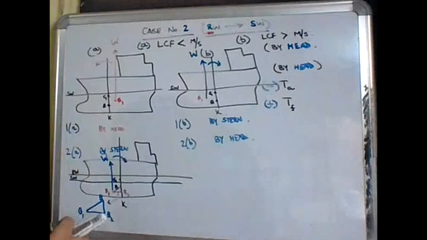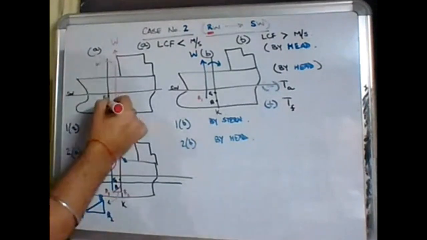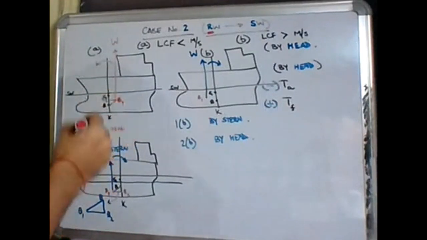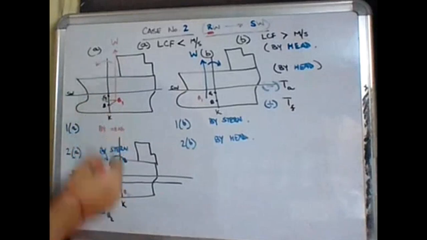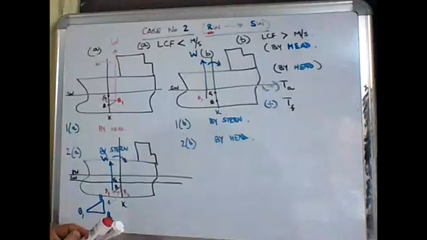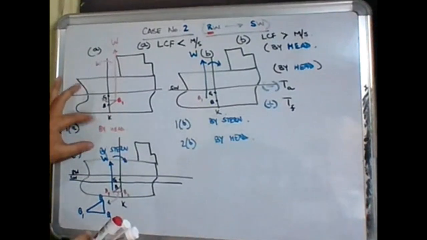Yes or no? This triangle is forming like this. This is B2. This triangle is forming like this. Just remember 1A and 2A. That's all I want you to remember. Nothing else.